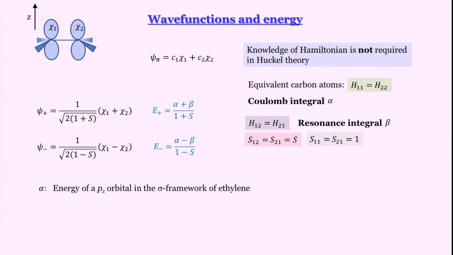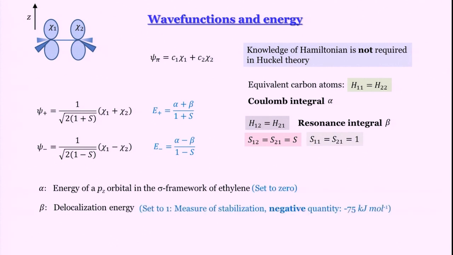What is beta? Beta is integral chi 1 h chi 2. That is the interaction energy, delocalization energy. So we set alpha to 0 and we write beta to be 1. So we write everything in terms of 1. But experimentally you can find out that the value is minus 75 kilojoule per mole. How can you find out experimentally? Using spectroscopy. You see where the transitions are and you can work out easily.